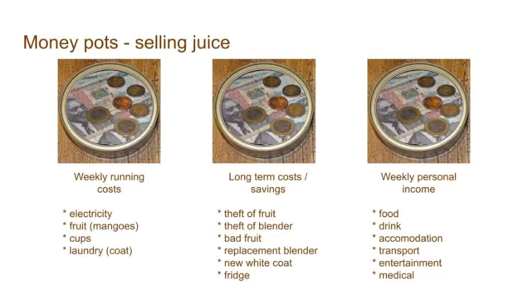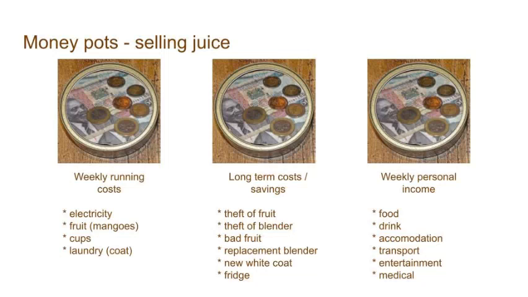So on a weekly basis, in your weekly running costs pot, you would put money to pay for electricity, because you're going to need to run a blender probably. You might need a refrigerator as well. You're going to have to buy fruit, in this case mangoes, so that you can blend those and make them into juice. You're going to buy cups so that you have something to give the fruit juice out in.